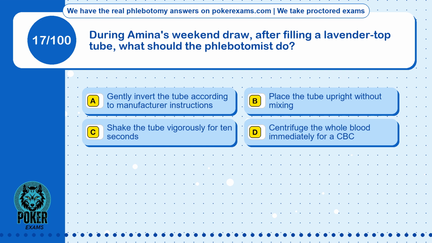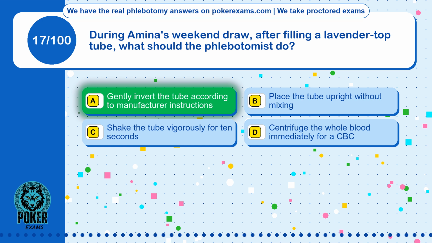Question 17. During Amina's weekend draw, after filling a lavender top tube, what should the phlebotomist do? Option A, gently invert the tube according to manufacturer instructions. Option B, place the tube upright without mixing. Option C, shake the tube vigorously for 10 seconds. Option D, centrifuge the whole blood immediately for a CBC.